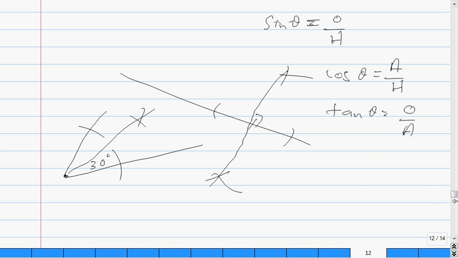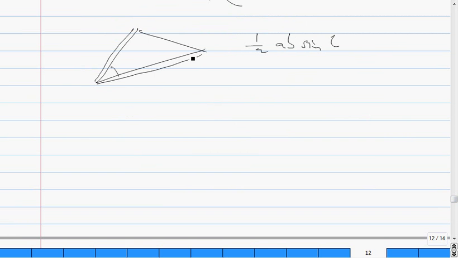Okay, we're on 400 seconds so far. Next bit: calculate the area of a triangle using half ab sine C. So you need to know half ab sine C. That means this side, this angle, and this side, or this side and this angle. You can't mix them up.